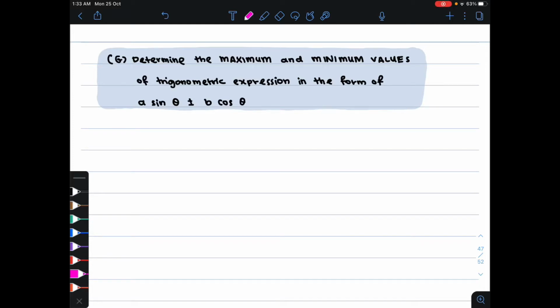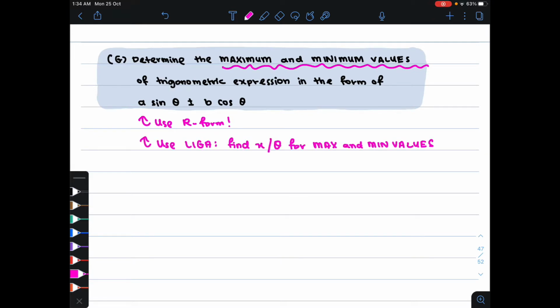Part G is to determine the maximum and minimum values of a trigonometric expression in the form of a sin theta plus minus b cos theta. So the moment you have a question that says maximum and minimum values of a sin theta plus minus b cos theta, this means that you need to use our form, and hence you need to use LIGA if you need to find the values of x or theta for maximum and minimum values.